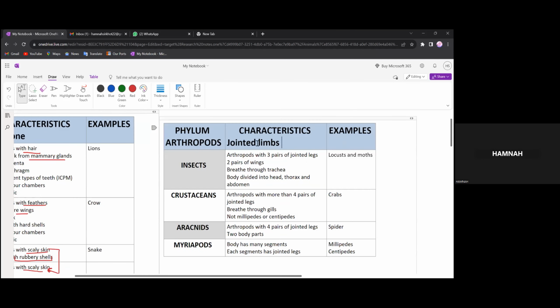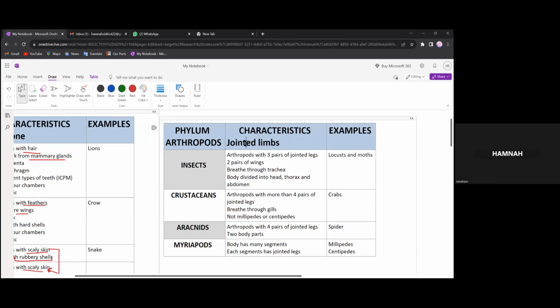What does jointed limbs mean? When I keep saying jointed, you haven't asked me what that means. Do you know what it means? Yeah, the limbs are joined together. Limbs are joined together as well. Jointed limbs means they have multiple joints in the limb. Do you know what joints are?